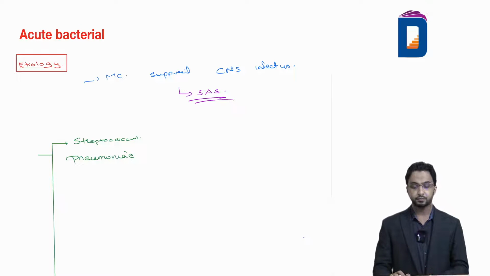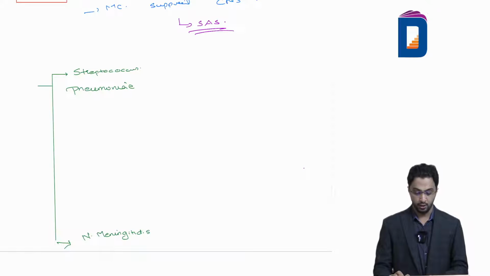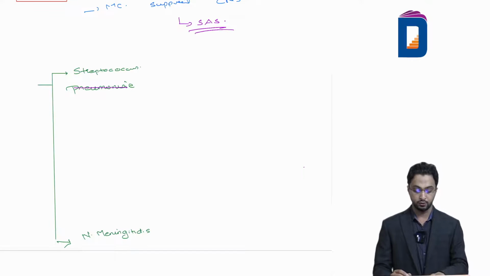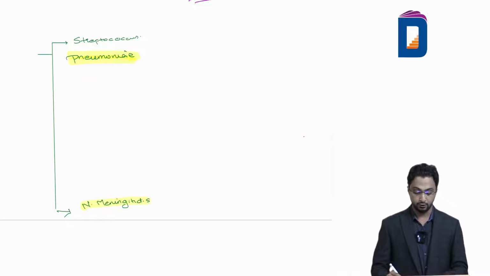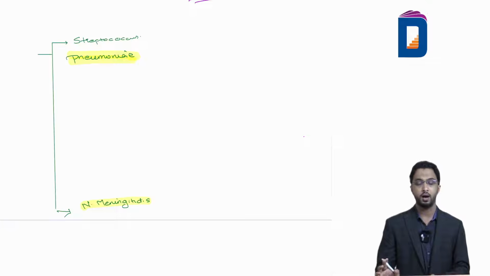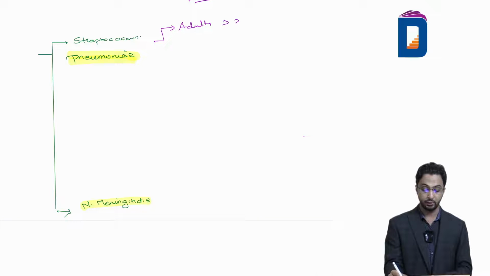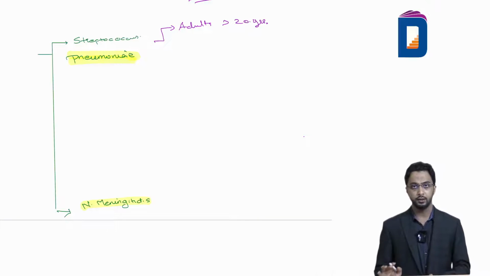Okay, now about the etiology. What you have to know is two very important organisms. The first is Streptococcus pneumoniae and the second is Neisseria meningitidis. Of these, I would say Streptococcus pneumoniae is the most common cause of CNS meningitis in adults. So these are different terms you have to know. The most common cause of meningitis in adults greater than 20 years is this organism.